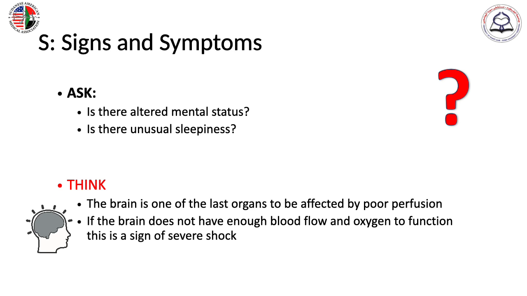In a patient, check if there is any altered mental status or unusual sleepiness. As we mentioned, the brain is one of the organs where you can see tissue hypoperfusion. If the brain does not get enough oxygen, it will not function well. So altered mental state in the form of irritability, confusion, stupor or coma could be a feature of shock. And whenever you are thinking ABCD, always consider hypoxia, shock, then consider hypoglycemia, and then other causes.